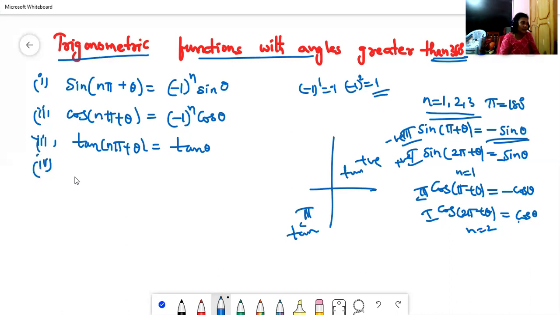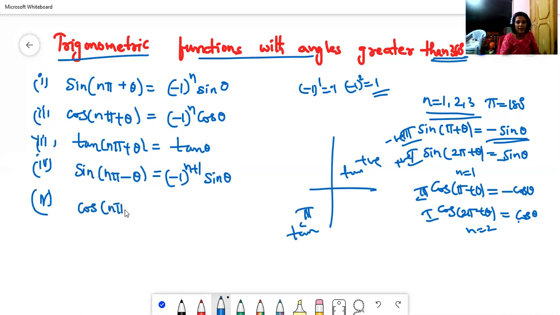Fourth one, sine of n pi minus theta is equal to minus 1 whole power n plus 1 sine theta. Fifth one, cos of n pi minus theta is also minus 1 whole power n plus 1. It's not n plus 1, n only. Cos theta. Just check again.